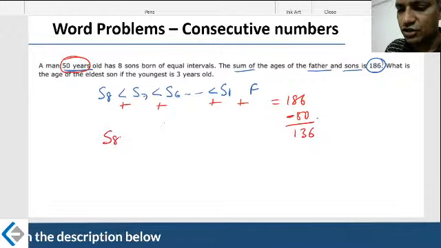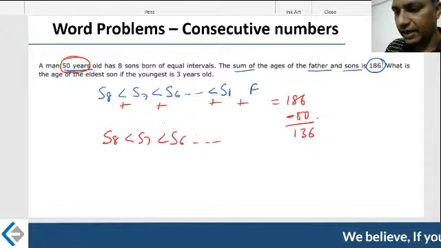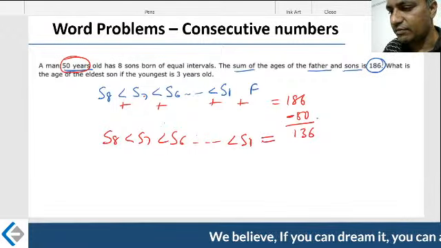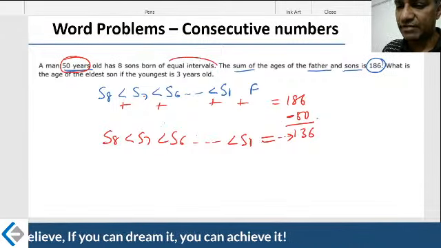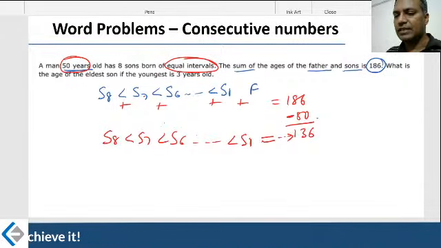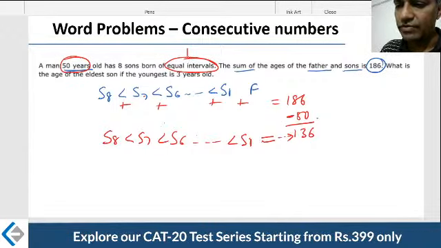You are saying that the youngest child, the next youngest child, and so on, finally up to s1, the age of these folks together is 136. The age of these 8 kids is 136. Now listen to me, they are born of equal interval, which means the gap between the numbers is the same, therefore they are in AP. That's a key word here.